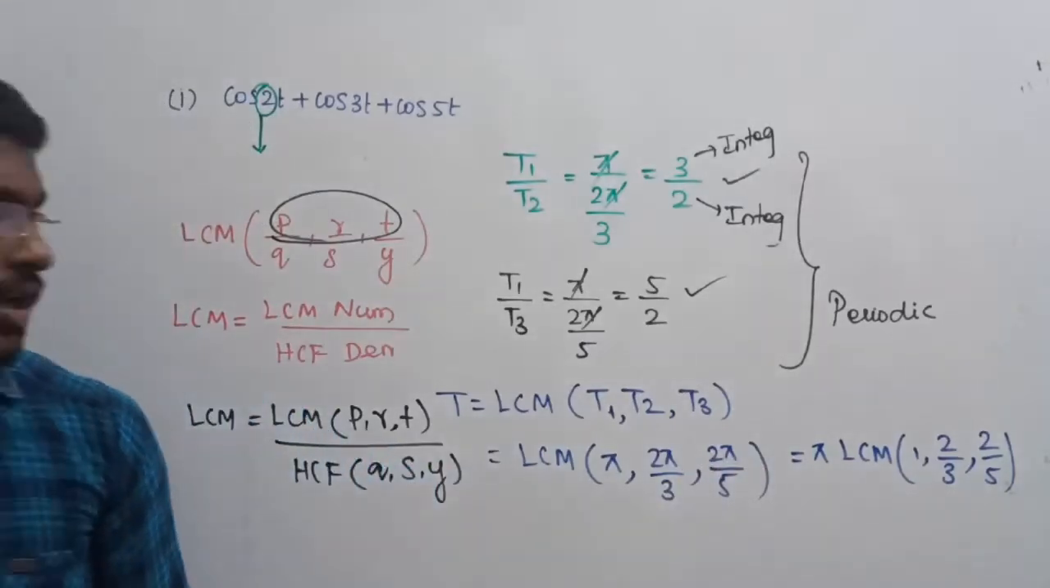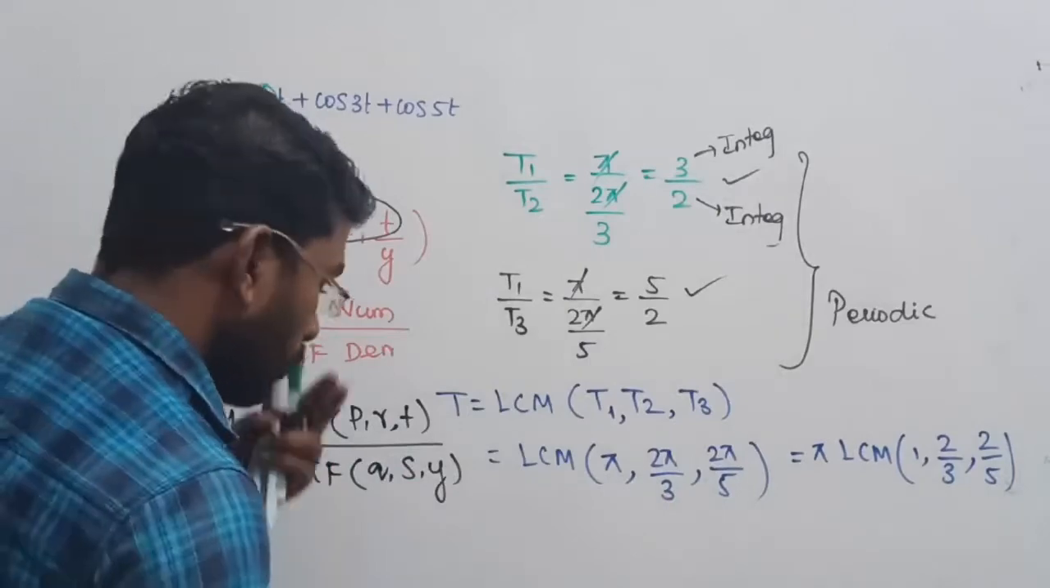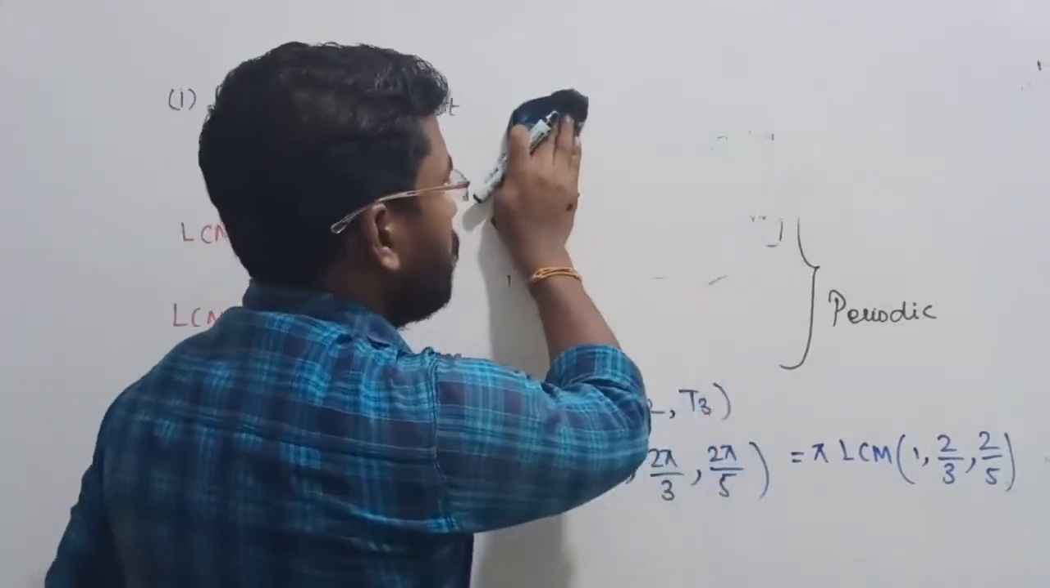Now, in the given question, what do we have? We have 1, 2 by 3, 2 by 5. So let us find the answer for this question.